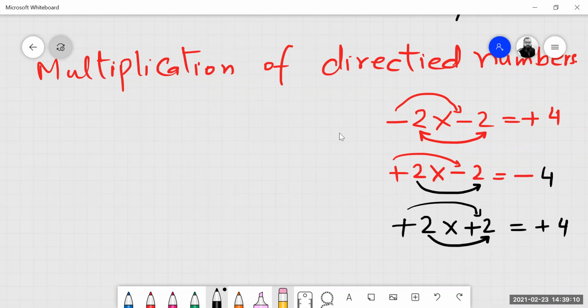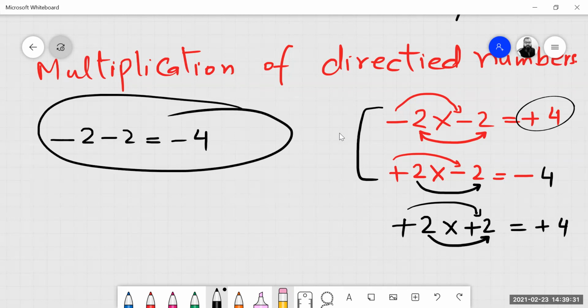The thing you should keep in your mind: if the signs are both negative, the answer will be positive in multiply. In multiply, I am talking about multiply. I am not talking about plus or minus. Like if it is minus 2, this will be minus 4. This is plus minus. Here I am talking about multiply. When two negative values come together, the answer will be plus 4. Keep this in your mind.